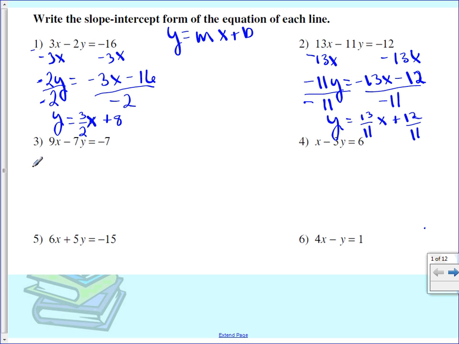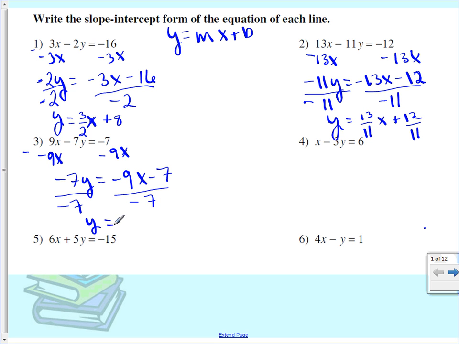I'm going to do one more and then I'm going to leave the rest for you to practice, and I'm going to continue to move on to some of the other problems. In the rest of the tutorials you are going to do individual practice, okay? Let's do number 3. We're going to subtract 9x on both sides. So then I have negative 7y equals negative 9x minus 7. Then I'm going to divide by negative 7 on both sides. You should get enough practice where it's just automatic for you. You know what the steps are, okay?